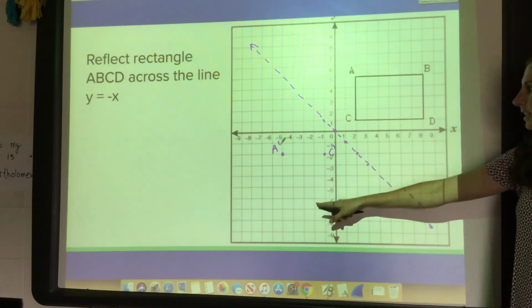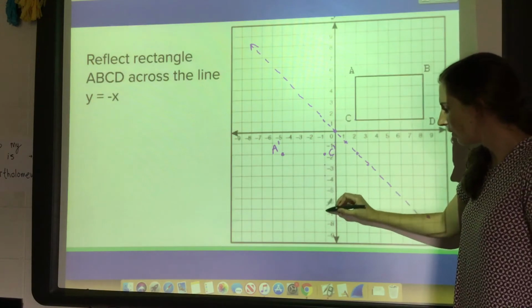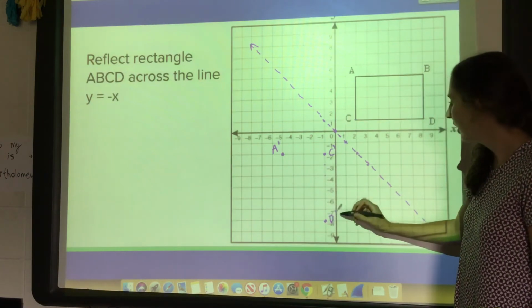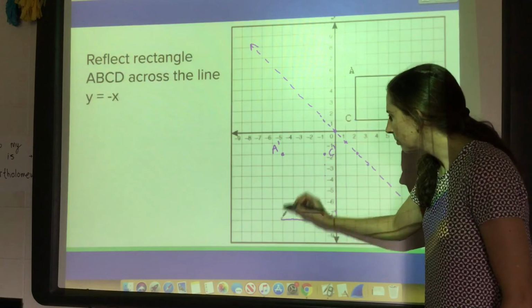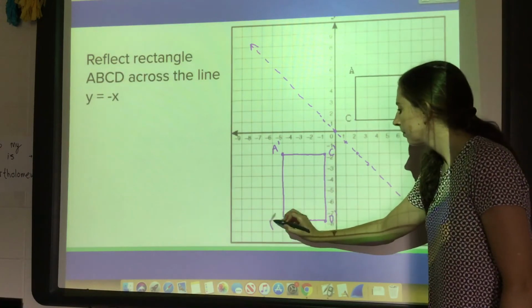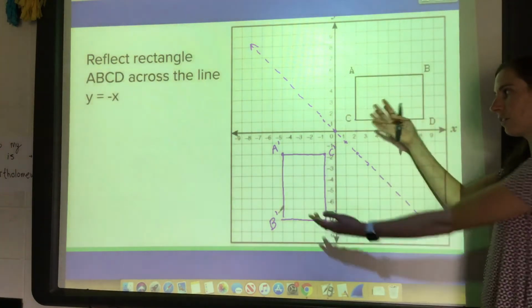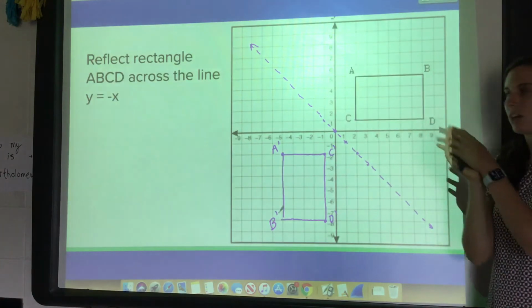Same thing from C to D. I know it's 1, 2, 3, 4, 5, 6. So just go down 1, 2, 3, 4, 5, 6. And there's D prime. And then we can get B prime just by creating the rectangle. And you may want to check it, like fold it and see that it actually does match up.